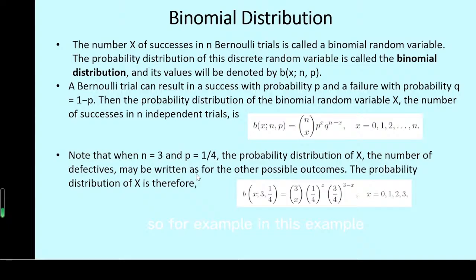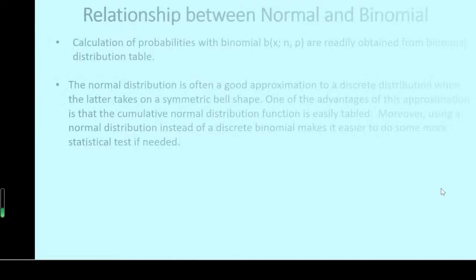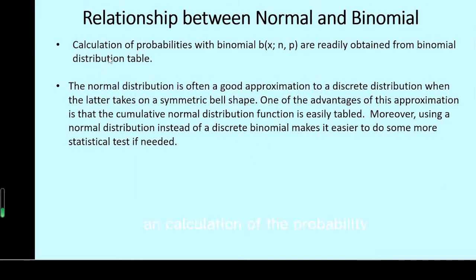For example, in this example, n is 3 and p is 1 of 4. So for x, the possible values are 0, 1, 2, 3. Each x has the binomial probability equal to combination of 3 choose x, times 1/4 to the x power, times 3/4 to the 3 minus x power. And the probability for the binomial distribution can also be checked from the binomial distribution table.